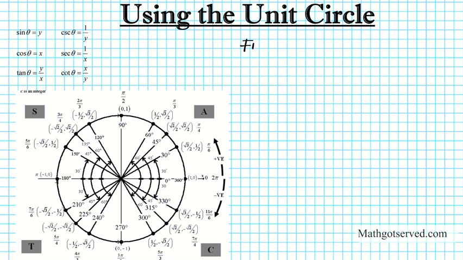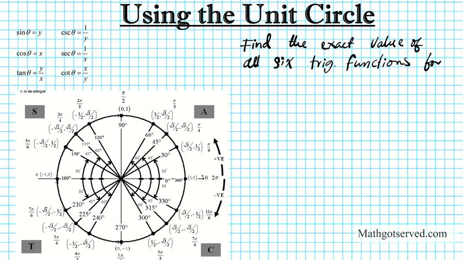Find the exact value of all 6 trig functions for the given angle. Given angles, okay? Alright, so the first one we're going to look at is 300 degrees, okay?